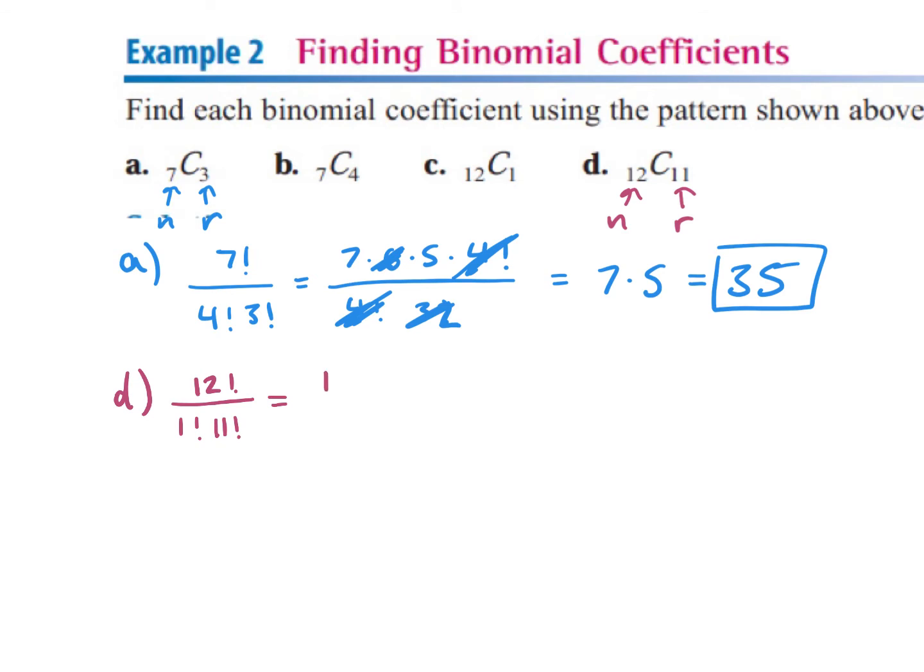So on the top, I have 12 times 11 factorial, because I could keep going, but I see that I have 11 factorial on the bottom, so I know that'll cancel out. And 1 factorial is just 1. So I have 12 times 11 factorial on top, 1 times 11 factorial on the bottom. These cancel. So then I'm just left with what? 12.